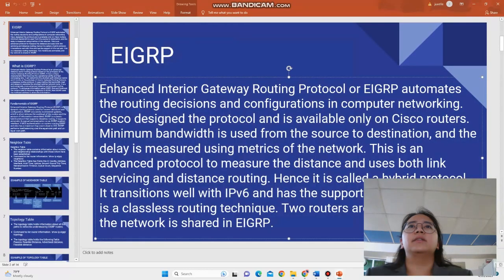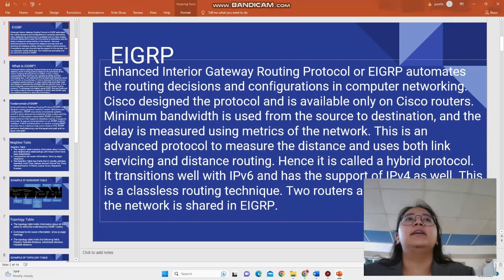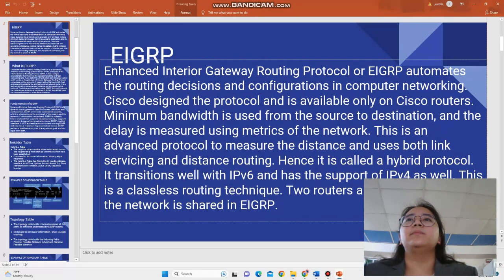This is an advanced protocol to measure the distance and uses both link state and distance vector routing. Hence, this is called a hybrid protocol.